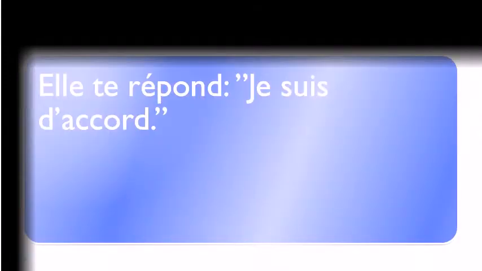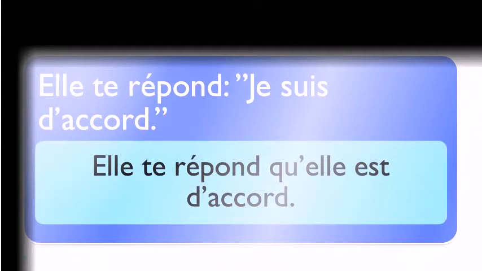So I wanted to first show you this simple example, because if we've got this sentence, elle te répond je suis d'accord. Okay, so répondre is to answer, te it's for you, so she answers to you. Je suis d'accord. Okay, so in French this je suis d'accord is I do agree.